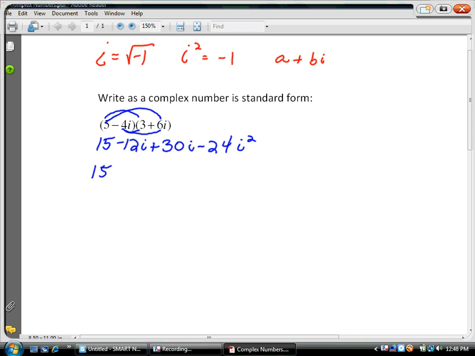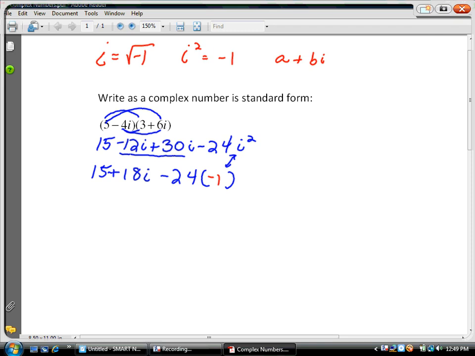So we go 15 minus, I'll combine these two like terms here, which is going to give me plus 18i, minus 24 times -1. So again, all I did was substitute in i squared and wrote -1 because that's a fact that we know and we're constantly going to be using.